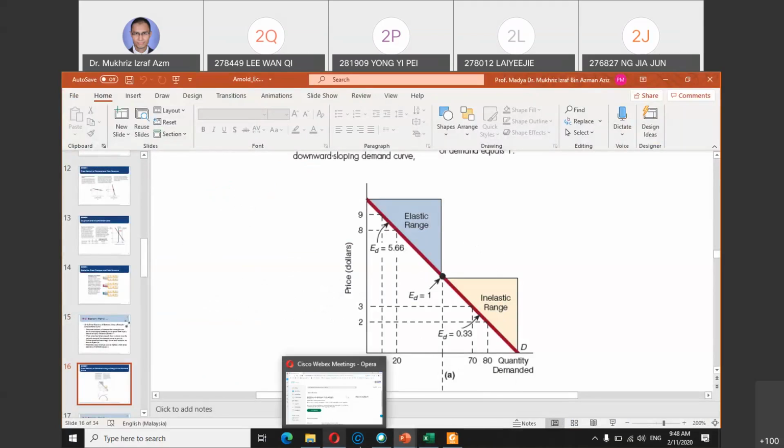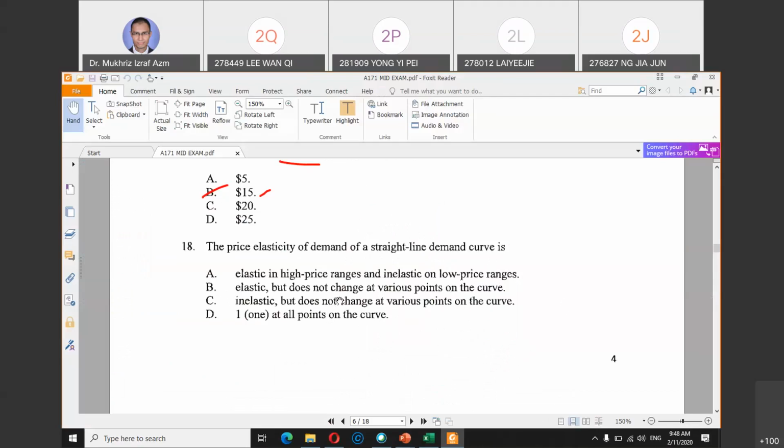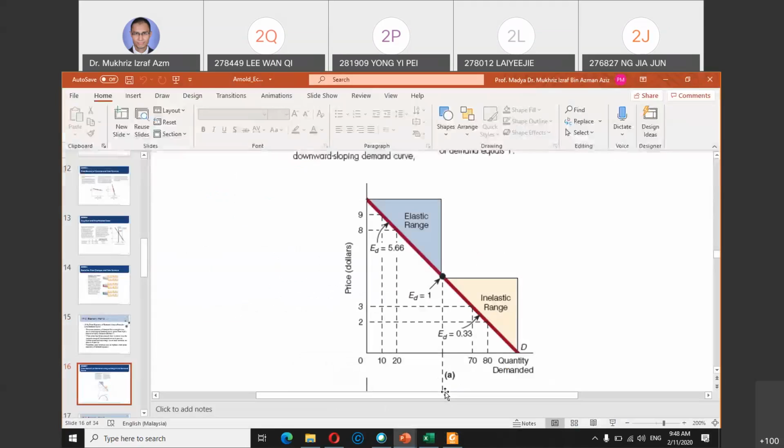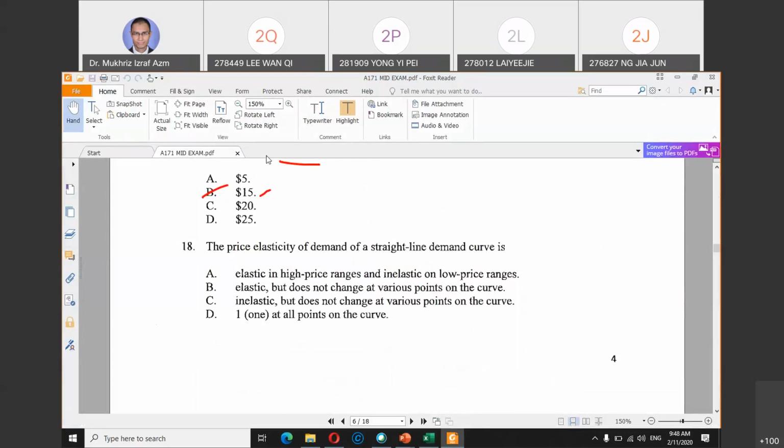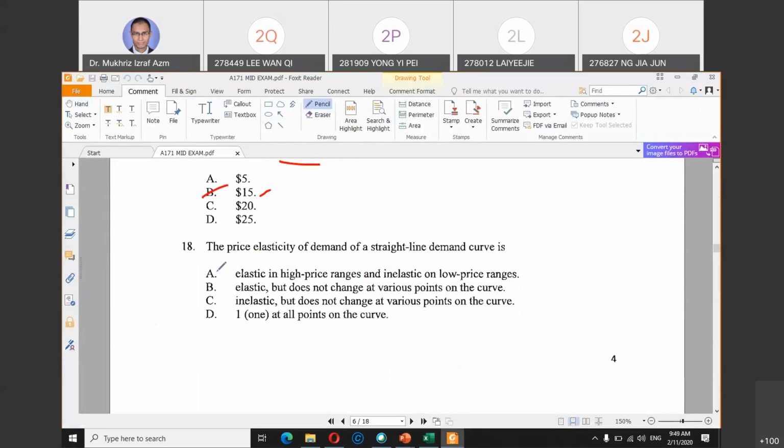So that's what this question means. Elastic in the high price range and inelastic in the low price range. So the answer should be A. Meaning at high price the demand is elastic, at low price the demand is inelastic. So most of you got this one wrong. It's supposed to be A.